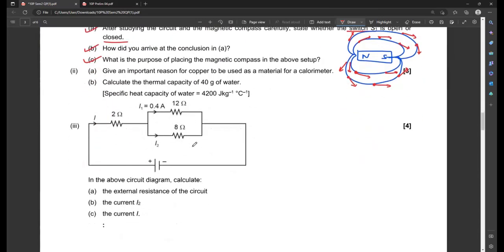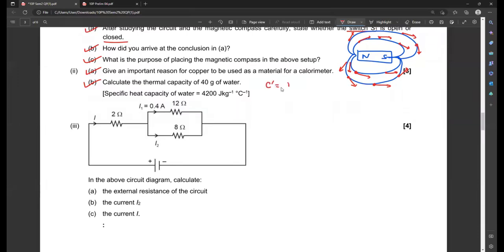Okay. Next question, give an important reason for copper to be used as a material of a calorimeter. It has low specific heat capacity, so it can take the temperature of the solution with itself consuming very less amount of energy. Okay. Then calculate the thermal capacity of 40 grams of water.